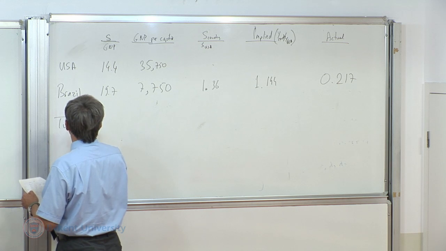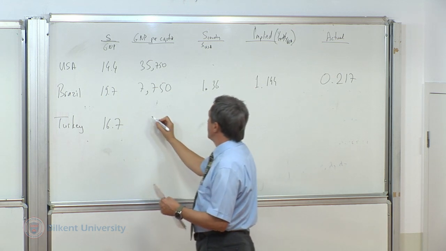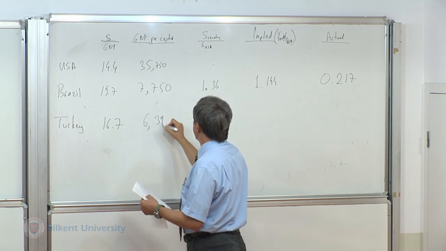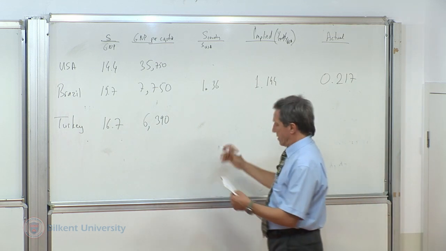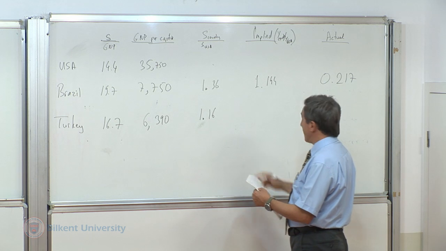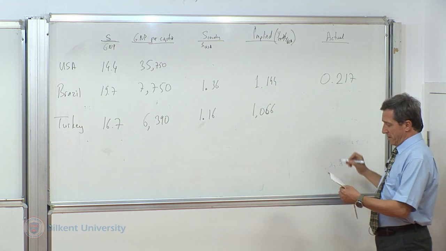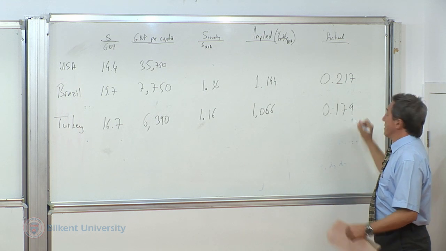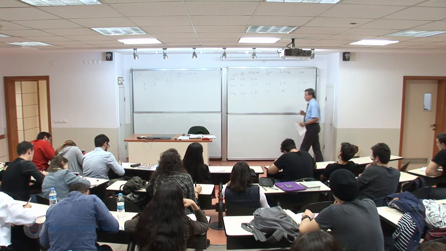I have Turkey for you. Back then, we had a 16.7% saving ratio, and our per capita income was 6,000 something. Since we have a higher saving rate, the implied figure is that we should have more income than the United States, but actually we have about 18% of the United States data. This is not very appealing.